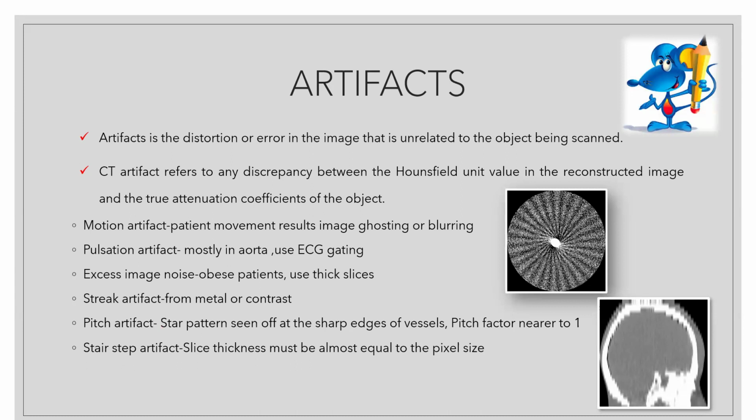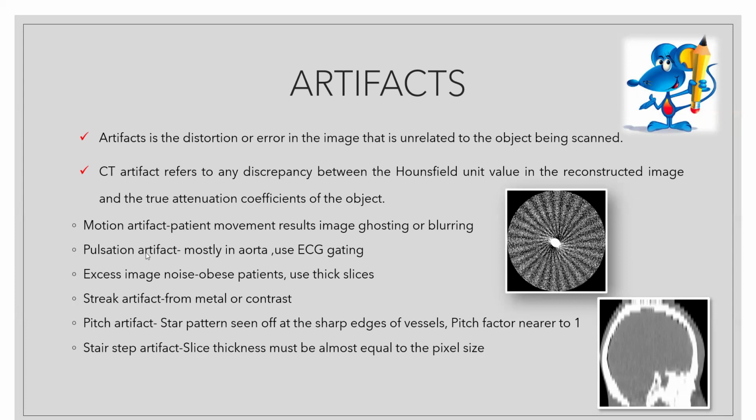Coming to artifact, an artifact is a distortion or error in the image that is unrelated to the object being scanned. CT artifact refers to any discrepancy between the Hounsfield unit value in the reconstructed image and the true attenuation coefficient of an object. There are many artifacts, but I have covered only a few which are very common. The first one is motion artifact, which is due to patient movement and results in image ghosting or blurring. It can be reduced with proper instruction to the patient or using straps to reduce patient movement.